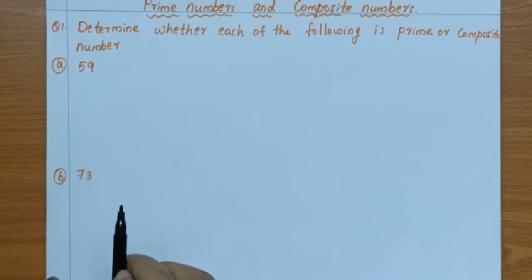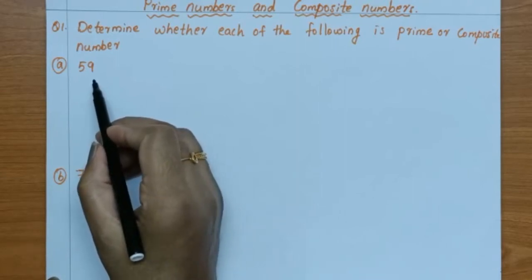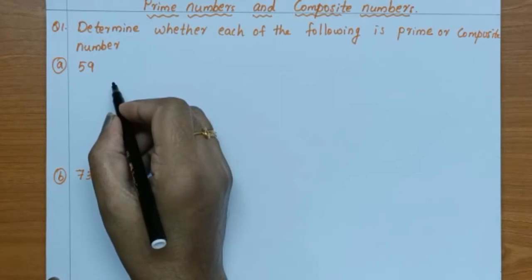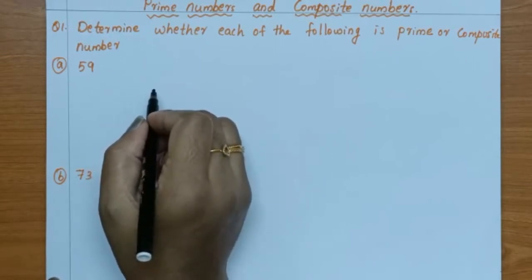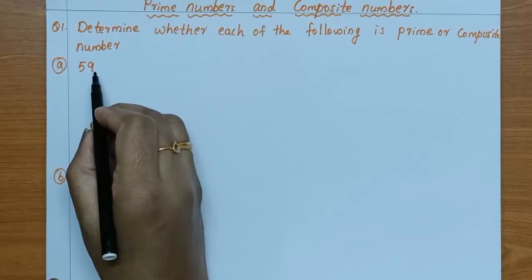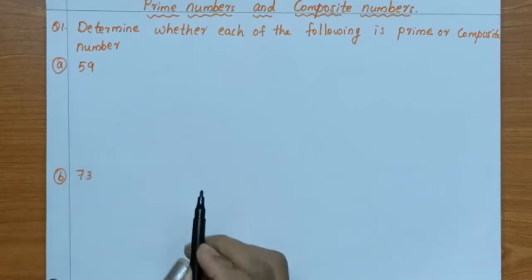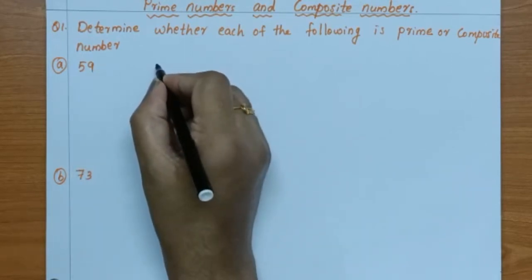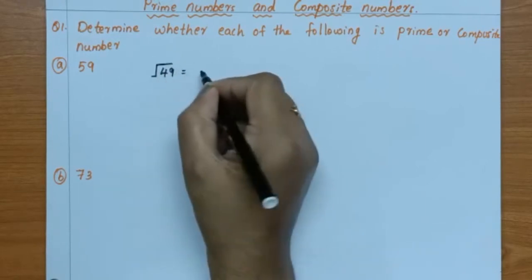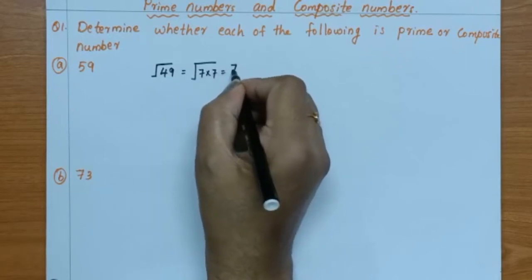So the square number nearest to 59 or smaller than 59 will be, 7 sevens are 49, 8 eights are 64. So 7 sevens are 49. So 49 is the smallest square number than 59. So the square root of 49 will be 7. Square root of 49 will be 7.